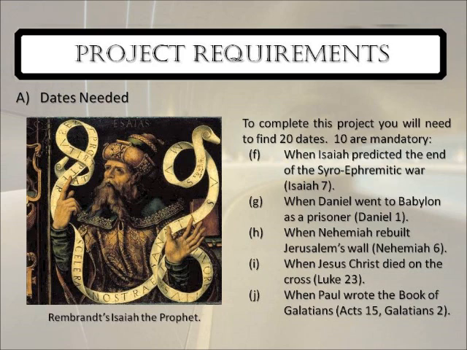For letter I, I want you to find the time when Jesus Christ died on the cross. You can find that in all the Gospels, but if you want a concise version of that, look in Luke 23. And then finally, J, the last of the mandatory dates, I want you to find the time when Paul wrote the book of Galatians. You can find the basic ideas around that from Acts chapter 15 and Galatians chapters 1 and 2.